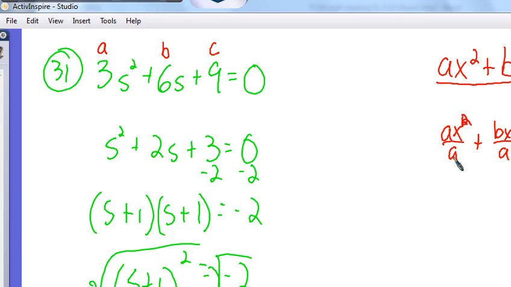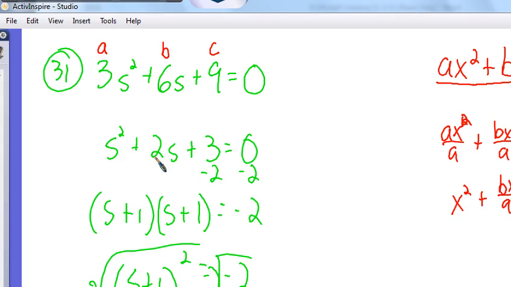What's ax squared over a? x squared. It just gives you an x squared. That's what we want. Plus bx over a plus c over a. So we got a 1 in front of x squared. What was the next thing we did?